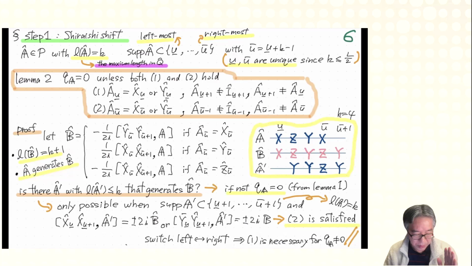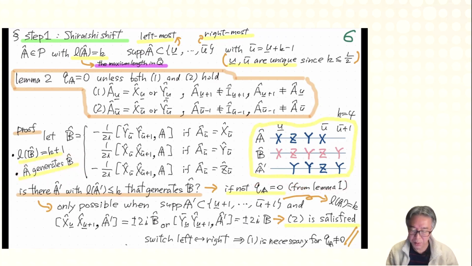Now we ask, is there any product A prime other than A, with length less than or equal to k, that generates B? If the answer is no, if there's no such A prime, then A is the only product with length less than or equal to k that generates B. In this case, we can use this simple lemma to conclude that Q_A equals 0.